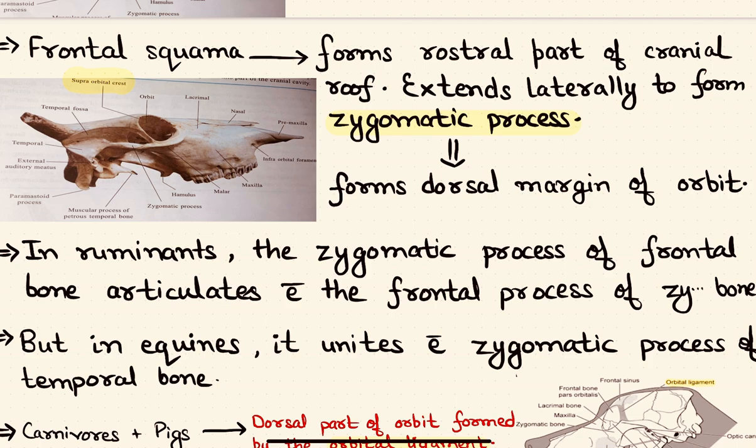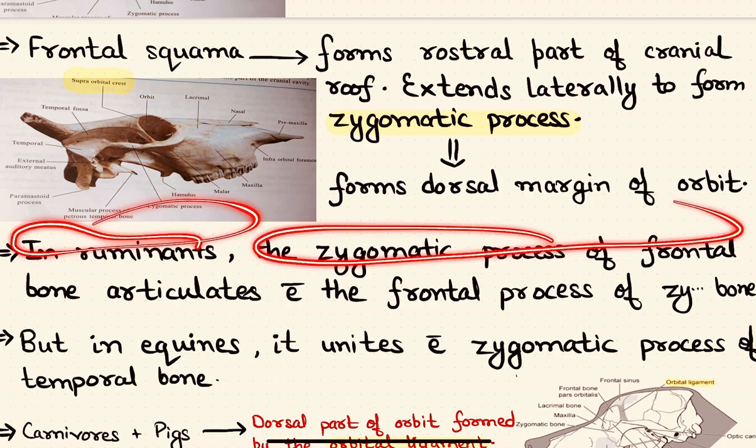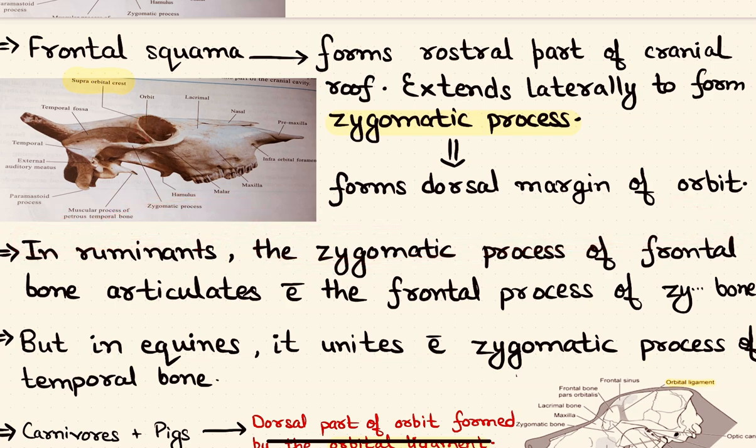This zygomatic process is very essential in making a joint between the frontal bone and the temporal bone, or sometimes the zygomatic bone in the case of ruminants. As I said, in ruminants the zygomatic process of the frontal bone articulates with the frontal process of the zygomatic bone. This is the zygomatic bone. See, the frontal bone would have a zygomatic process, and the zygomatic bone would have a frontal process. They are articulating to form the orbit.